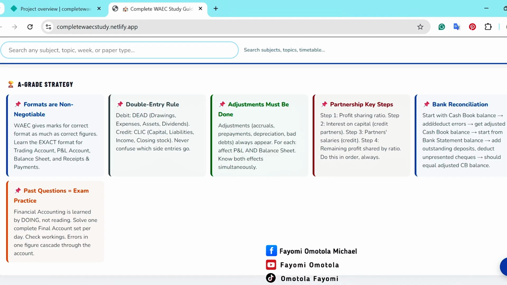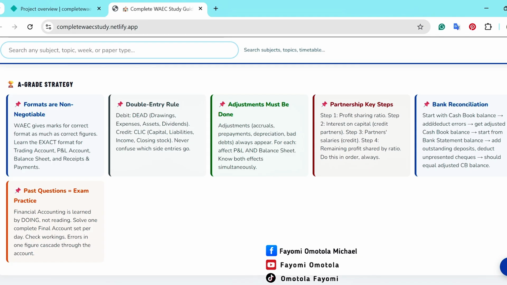So the double entry rule, note that, read it, and make an effort to understand it. Adjustments must be done, as the case may be, along with partnership key steps, bank reconciliation, and past questions and exam practice. Read all those things. I know they will make sense to you. You can also get back to all this stuff to guide you, and you can even take a screenshot of what is there to guide you.